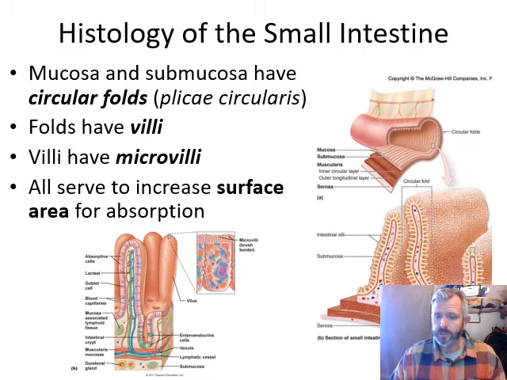Okay, what are we trying to do? We're trying to do absorption, so we want this large surface area so we can move materials in through it. That's why we have this fold upon fold upon fold, to give us this large surface area so we can absorb things more readily. Okay, first are these larger circular folds, then the villi, and then the microvilli. This villi here is what you see right here. Okay, so fold upon fold upon fold, and we get this large surface area.